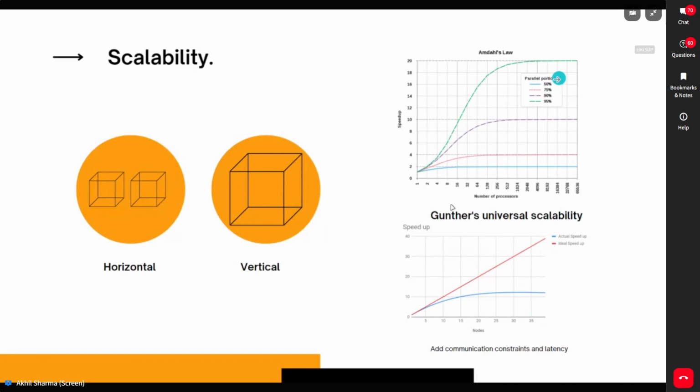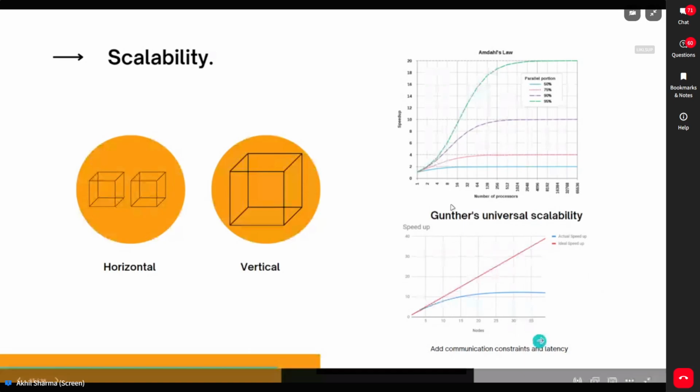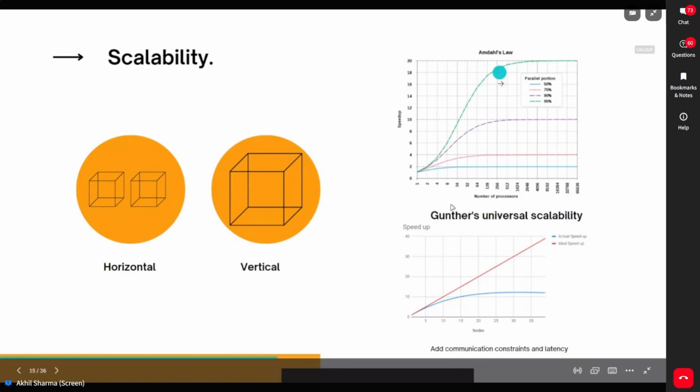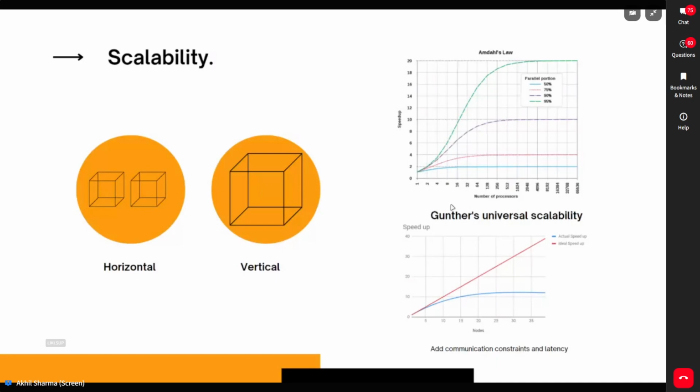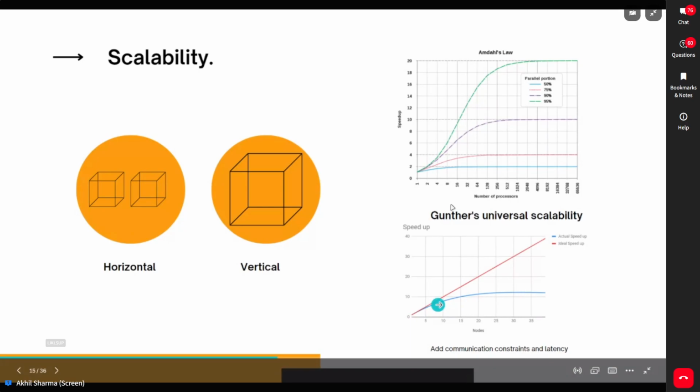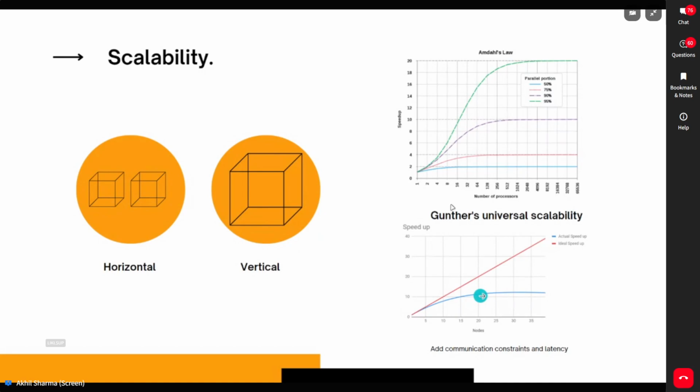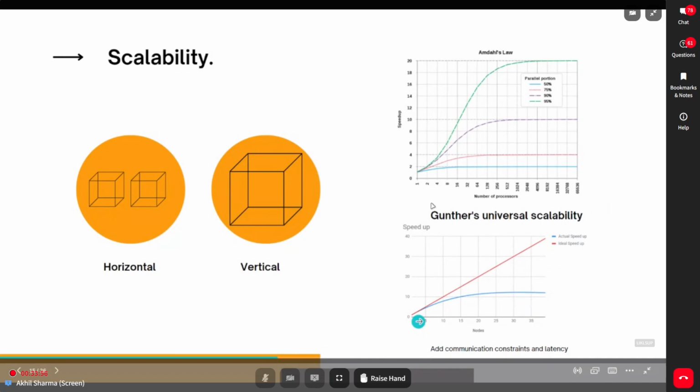Now, the universal scalability law says that it doesn't even happen till 20x. So there was Amdahl's law, then came Gunther's universal scalability law. He says that even 20x you won't get. You'll just get somewhere around 10x, 12x. So here, this blue line that you see is saying that around 12x, you'll start capping out. You won't get any more speed up above 12x. This was the ideal, it keeps increasing. But this is the actual speed up, the blue one.